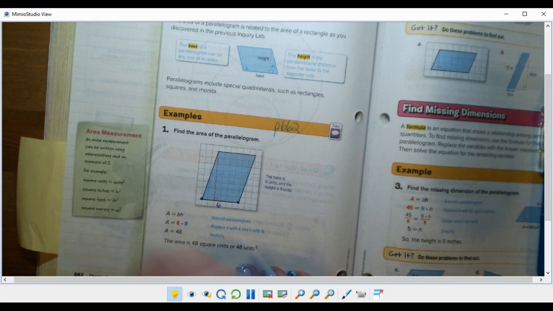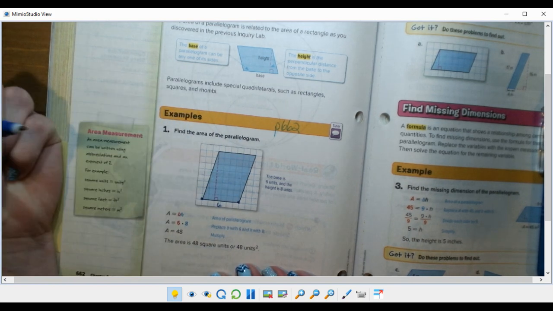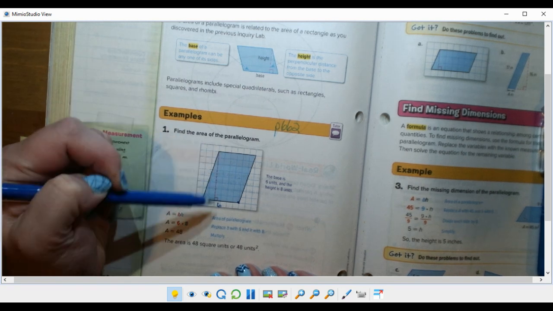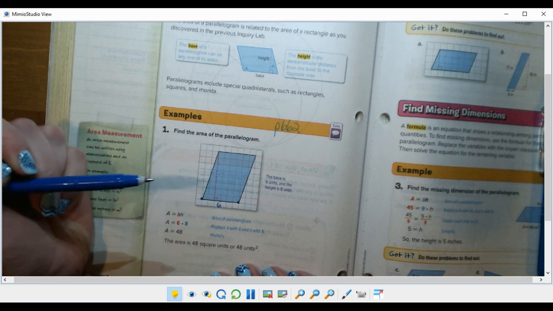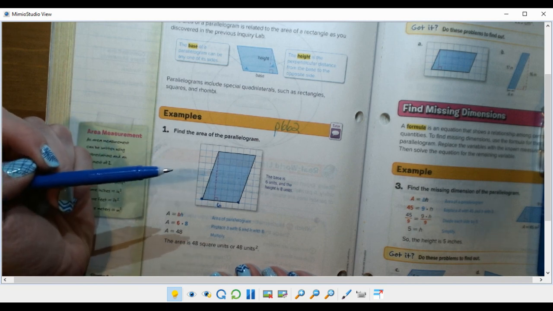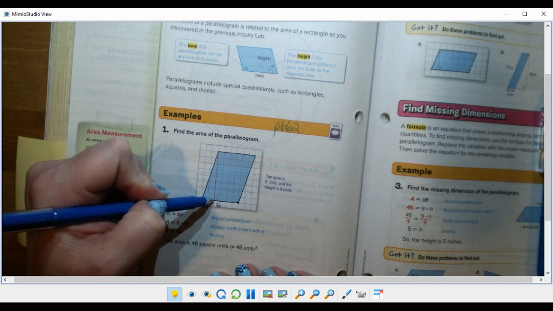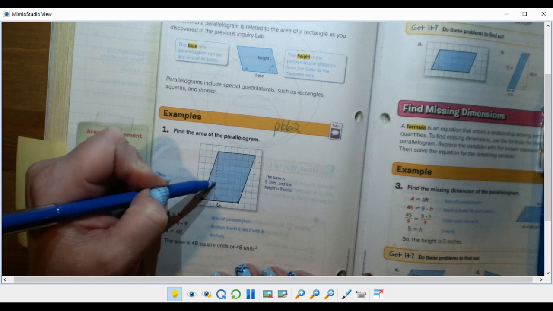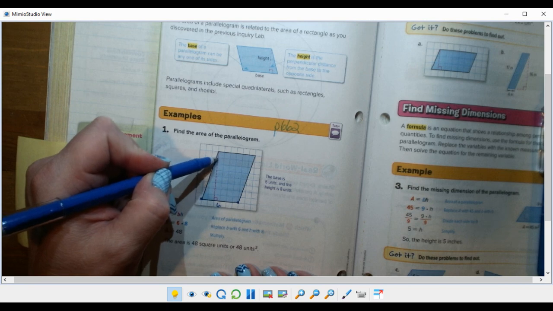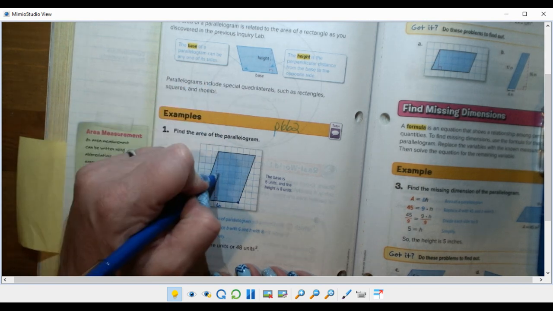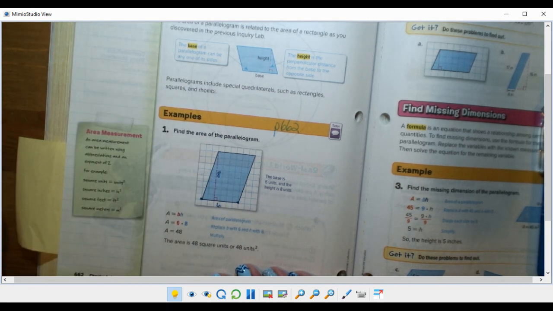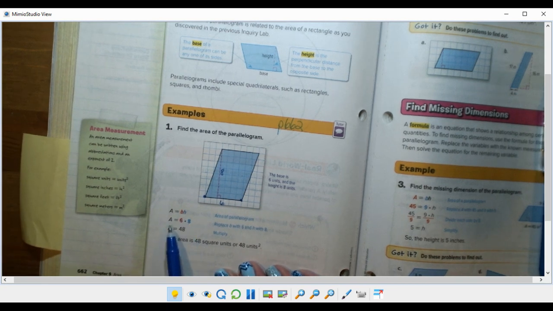Now, the height is not the slanted side. The height is the distance between the two parallel sides. Sometimes it will be one of the other sides, but often it's not. Okay, so again, we're going to start here at the bottom line. This would be 0. We're going to go up 1, 2, 3, 4, 5, 6, 7, 8 to this point. The height is 8.